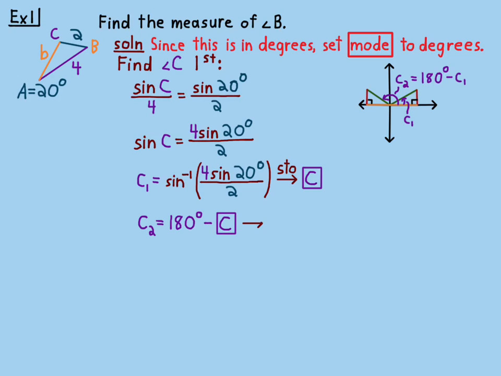Okay, so that's my C2, and I just typed it in this way, 180 minus the memory C, right? And then I stored that in memory D. And these are the two triangles, just to show you what's going on.